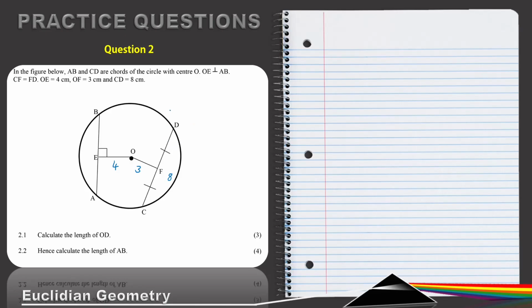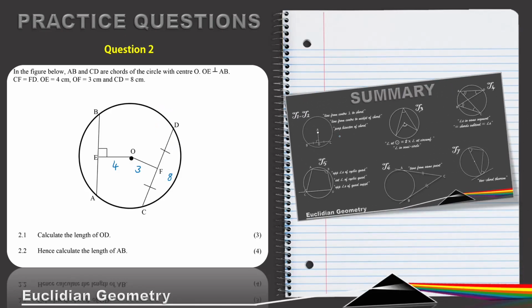Now comparing this diagram to our summaries, we can see that it's definitely going to be Theorem 1 and 2. For the first part, where the line from the center of the circle is perpendicular to the chord, we know that it's going to bisect that chord. So that is basically Theorem 1, line from center perpendicular to chord. And then also from here, we've got the line from the center that bisects the chord. So that's Theorem 2, and therefore we know that this is a 90-degree angle.